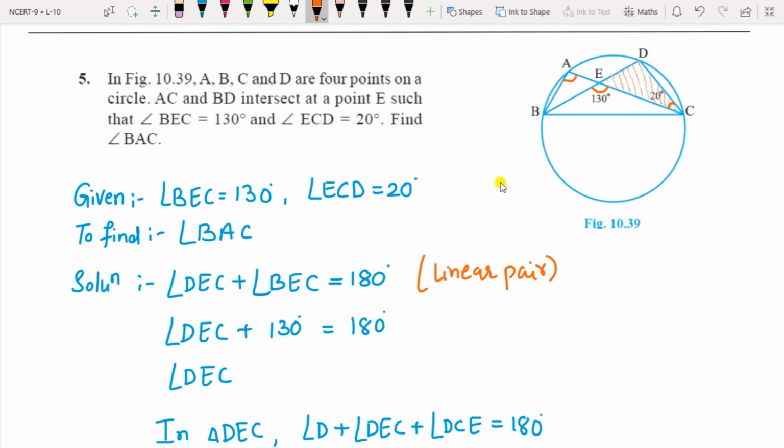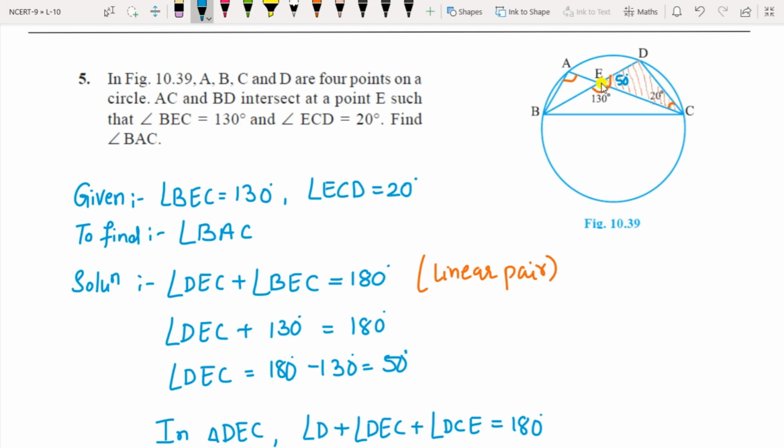Now you can see here BEC and DEC, this much angle. These two angles form a linear pair. So here DEC is equal to 180 minus 130, that is equal to 50 degrees. So this angle at the inside, this is 50 degrees.